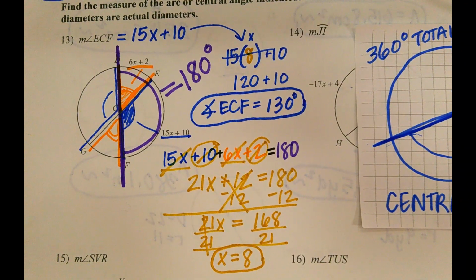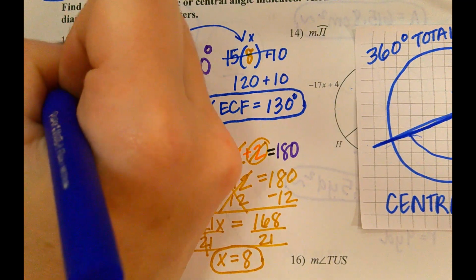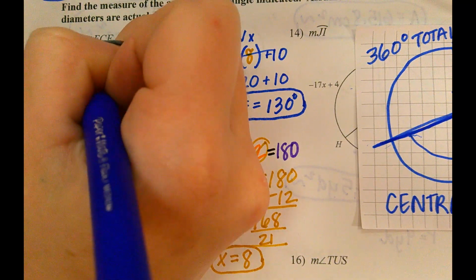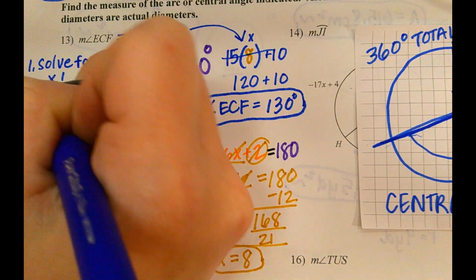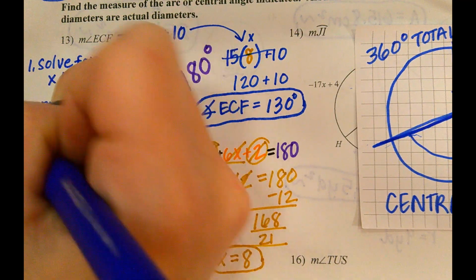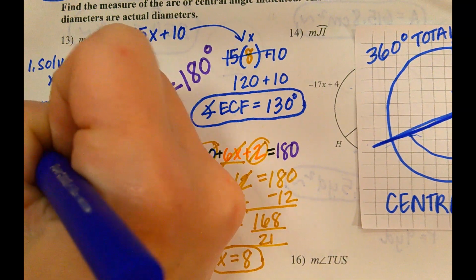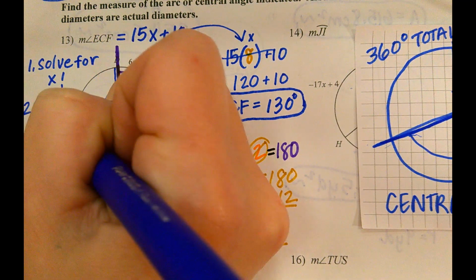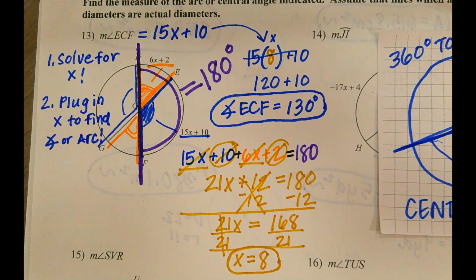So for these problems, you have two major steps. Step 1, solve for x. Step 2, plug it in to solve for the angle or the arc that they asked for. So might be a good note to make. Solve for x. That's the first step. Second step, plug in x to find angle or arc. Those are your two steps for these problems.